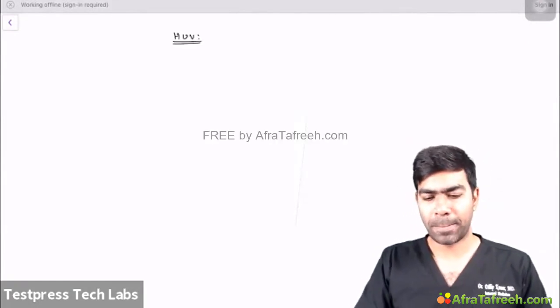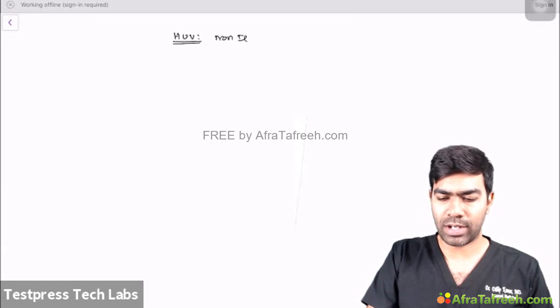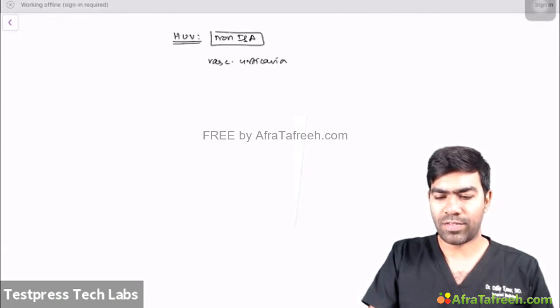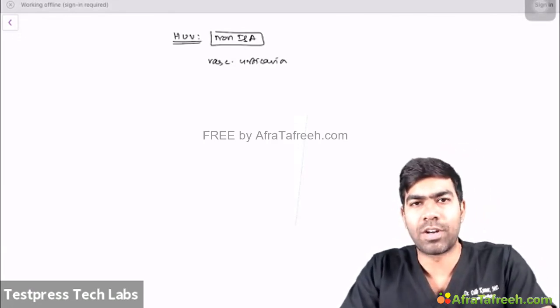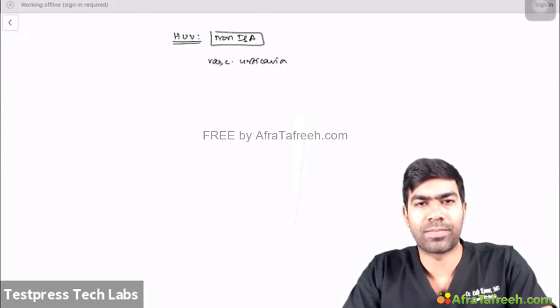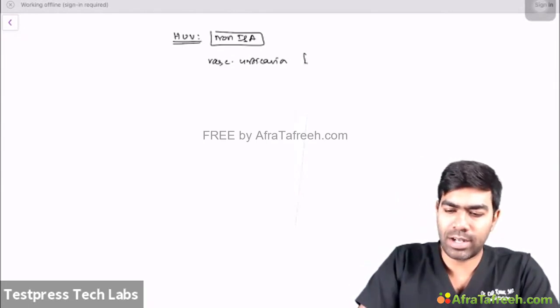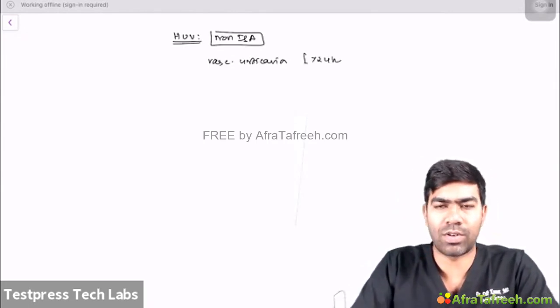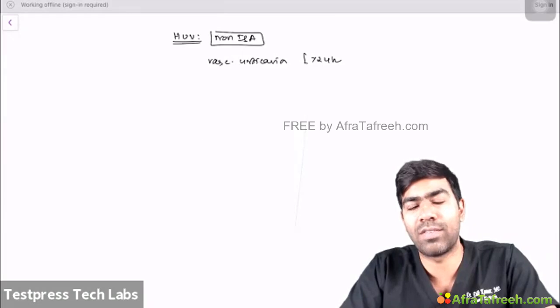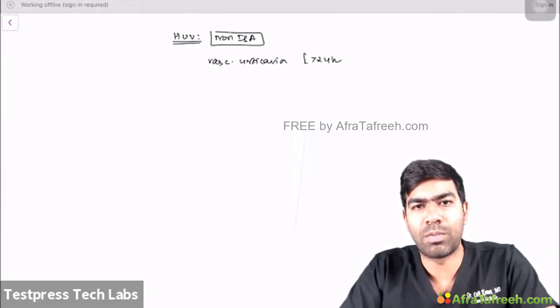That is HUV. Remember, this is a non-IgA type of vasculitis. Typically, the patient will come with a vasculitic urticaria. So how will you differentiate a vasculitic urticaria from a usual routine urticaria? There are 2 points. One, vasculitic urticaria will be very prolonged, more than 24 hours, whereas the usual allergic kind of urticaria will not be this prolonged, and usually it will settle within maybe 6 to 12 hours.